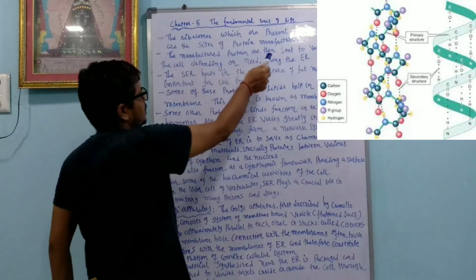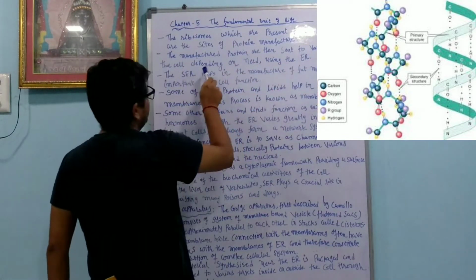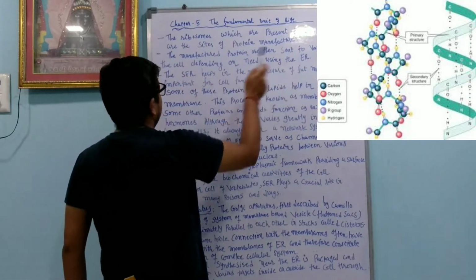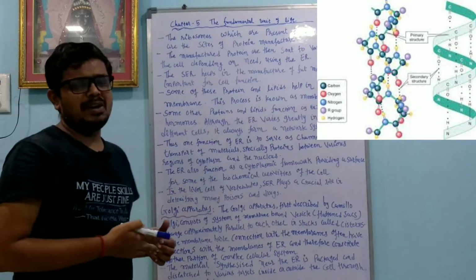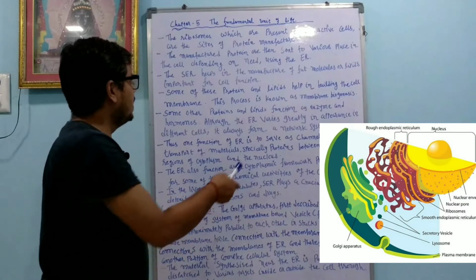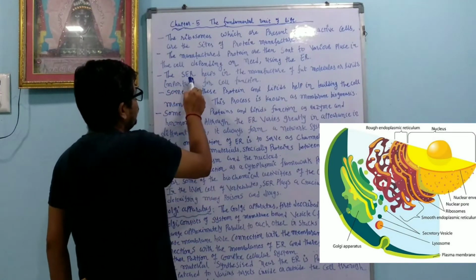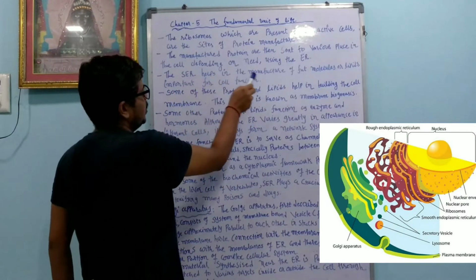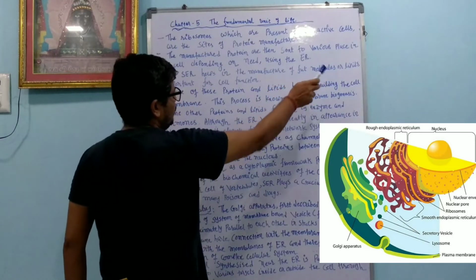The manufactured proteins are then sent to the various places in the cell depending on the need, using the ER. So in the cell, wherever the requirements are, the proteins are going by what? ER. The smooth endoplasmic reticulum helps in the manufacture of fat molecules or lipids.